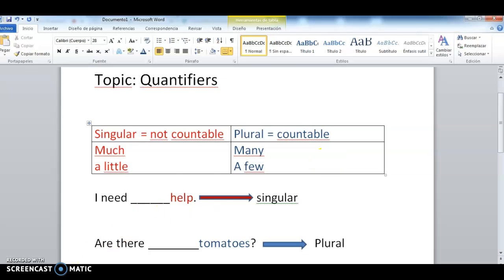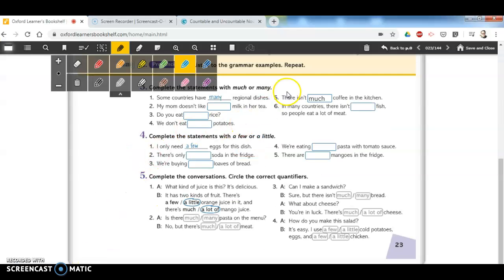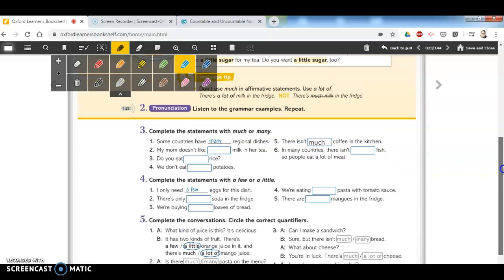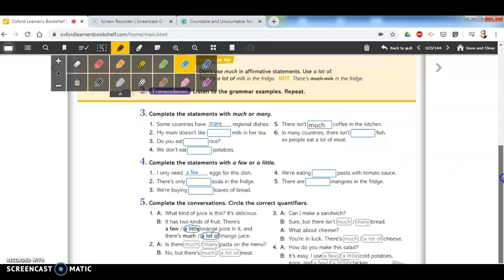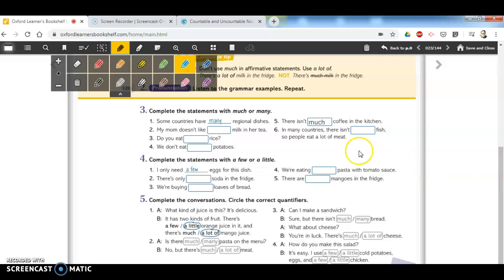So let's do some exercises so you can see what I'm talking about here. The exercises that I'm going to be doing are basically the same. Let's see the instructions. The instruction says complete the sentences with much or many. What am I going to do? Okay, I'm going to read the sentence.